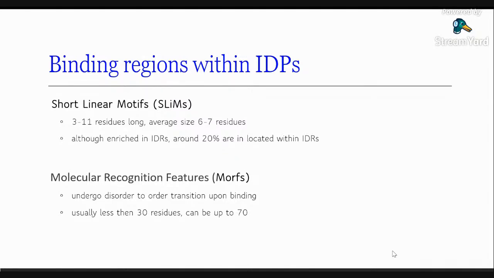Then there are the regions known as MoRFs, the molecular recognition features. These are a little bigger and longer than SLiMs, usually around 30 residues and up to 70 as well. MoRFs undergo a disorder-to-order transition upon binding to partners, which might be protein, DNA, RNA, or any other ligand. So this is a general view on IDPs for people who do not know about them.